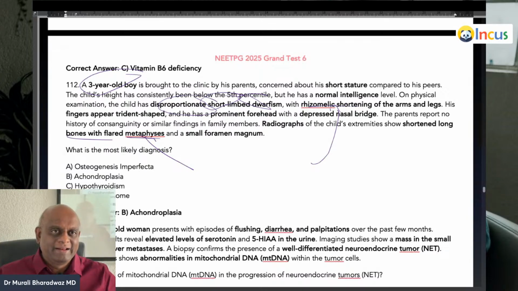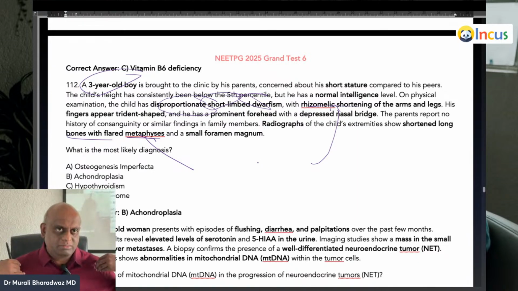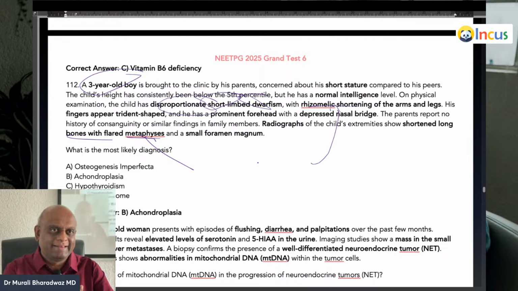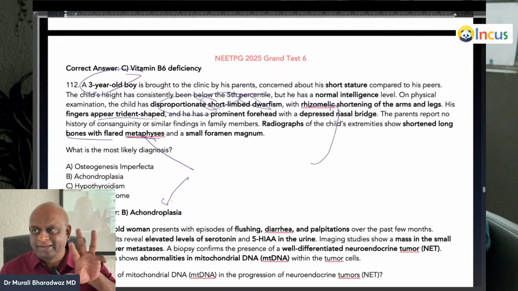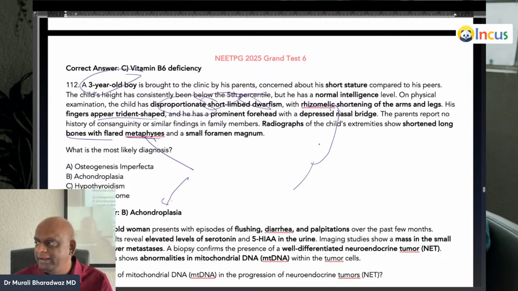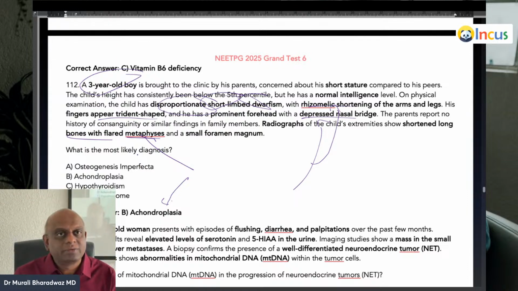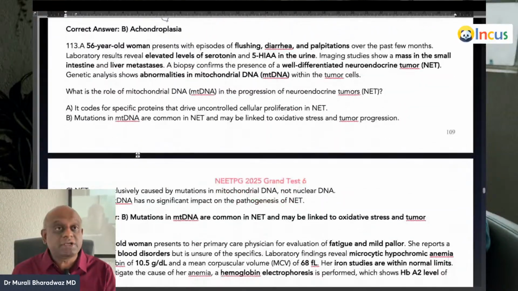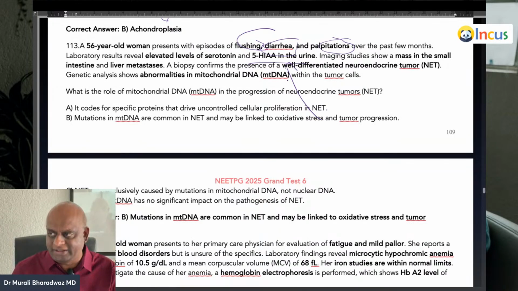A 3-year-old boy, shortened bones, flared metaphysis, disproportionate short-limbed dwarfism, rhizomelic shortening of only the arms and legs, proximal part of the limb. Whereas only the proximal part of the forearm is normal. Forearm is normal. Thigh is short, but leg is long. So, which is typical of achondroplasia. There will be trident-shaped fingers, prominent forehead, depressed nasal bridge, which is classical of achondroplasia. 56-year-old with flushing, diarrhea, palpitations, 5-HIAA levels increased.